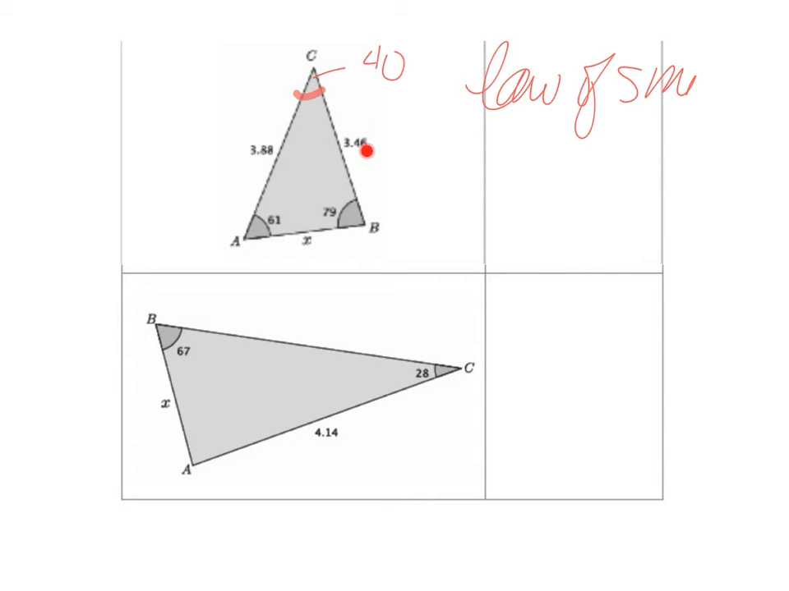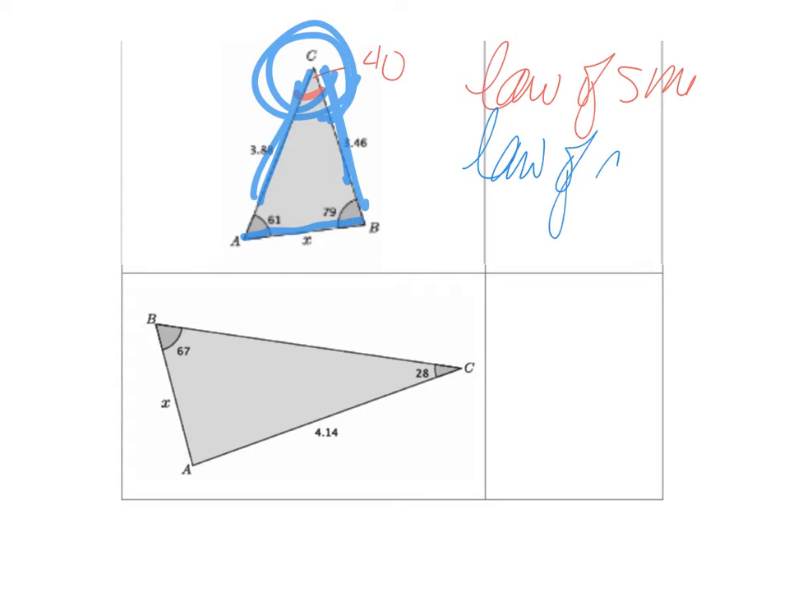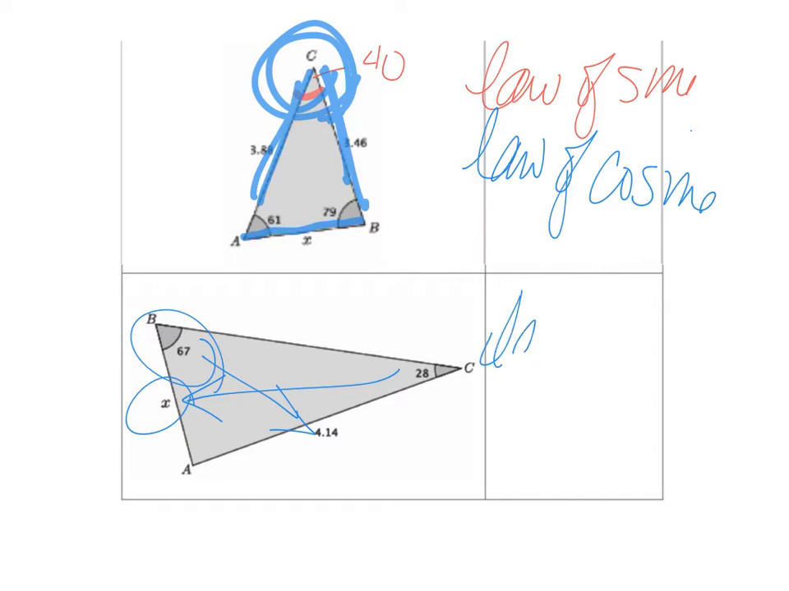So I can set up a law of sines ratio, or I can use the law of cosines because I have an unknown side with two sides and a given angle. All I need is the two sides and an included angle for the law of cosines. So we can use either. And this one looks like I'm looking for the side opposite that angle, and I know this angle. So that's only the law of sines.